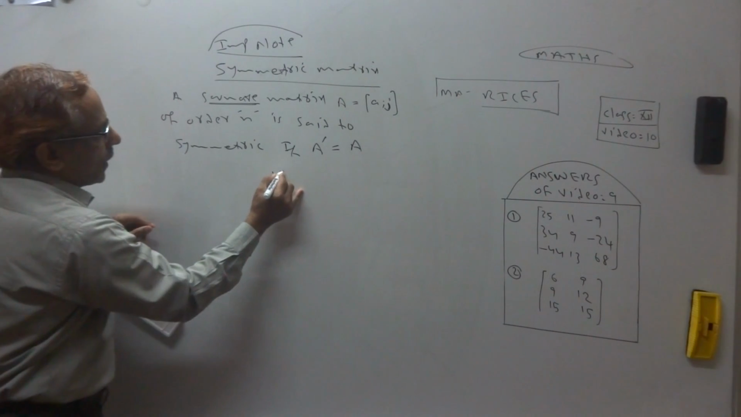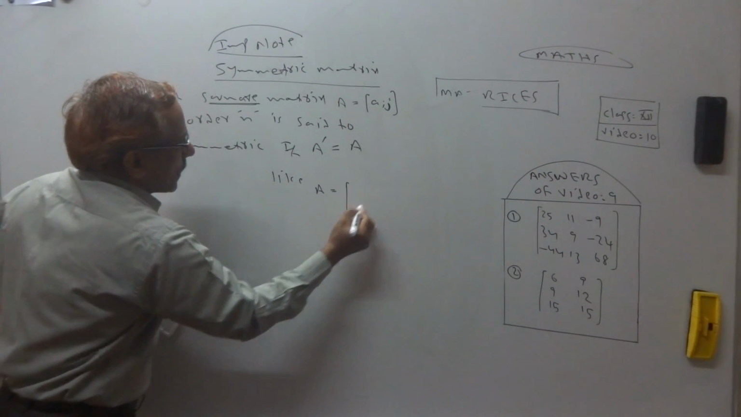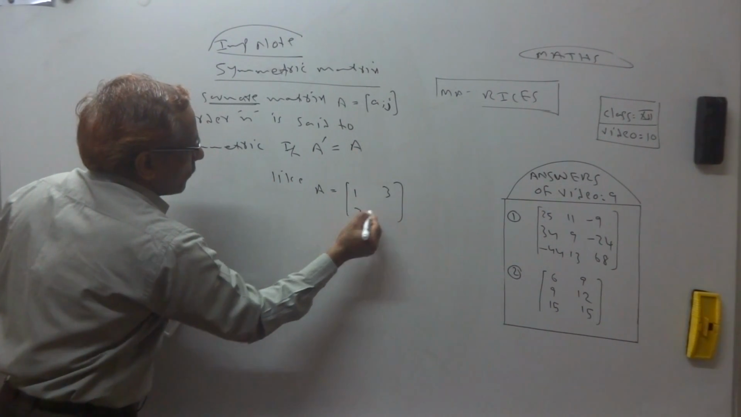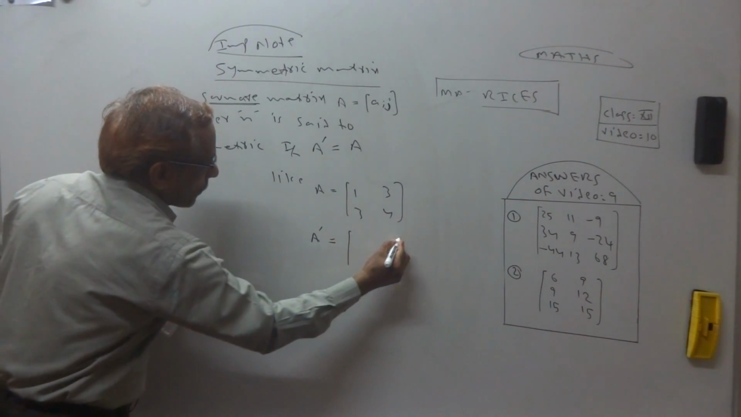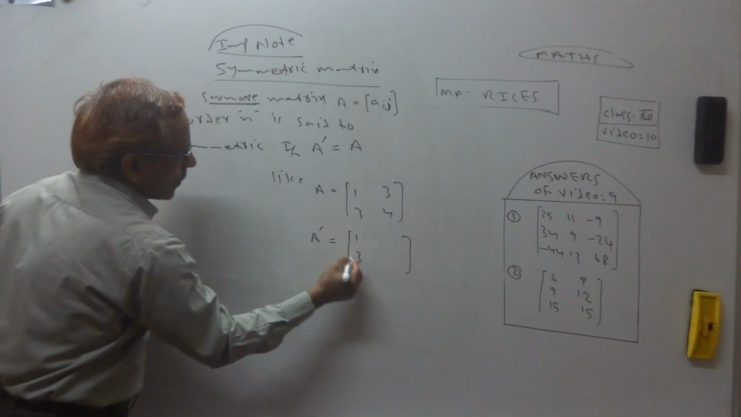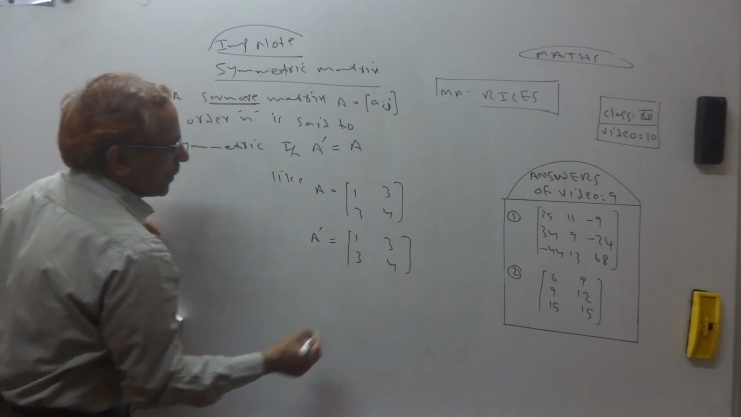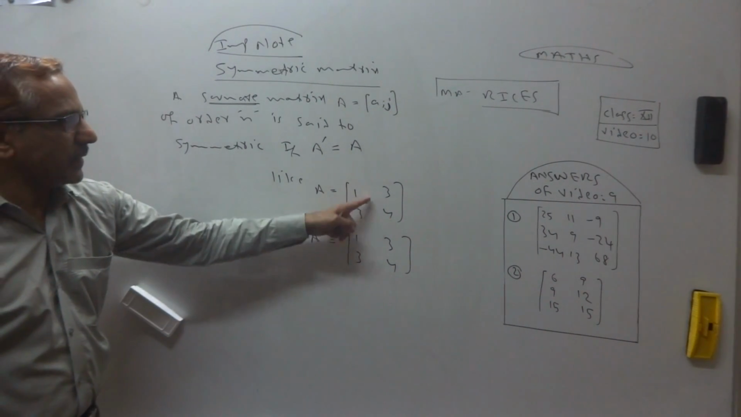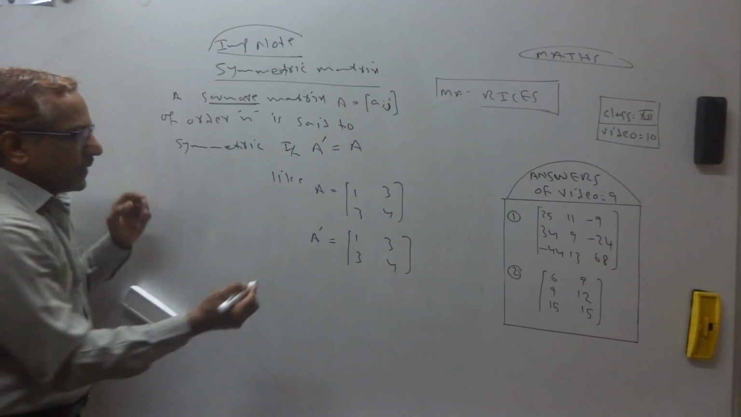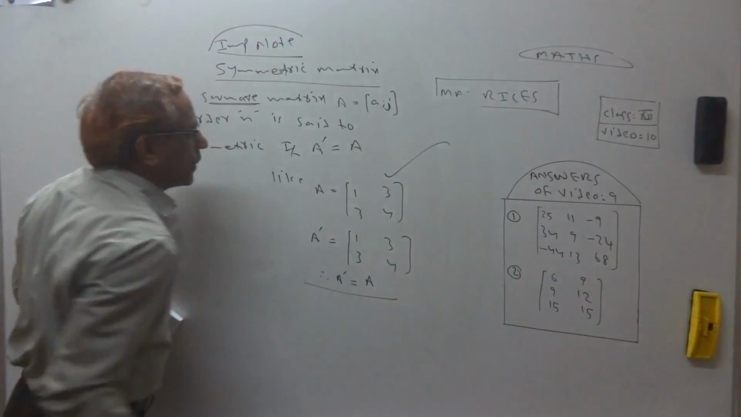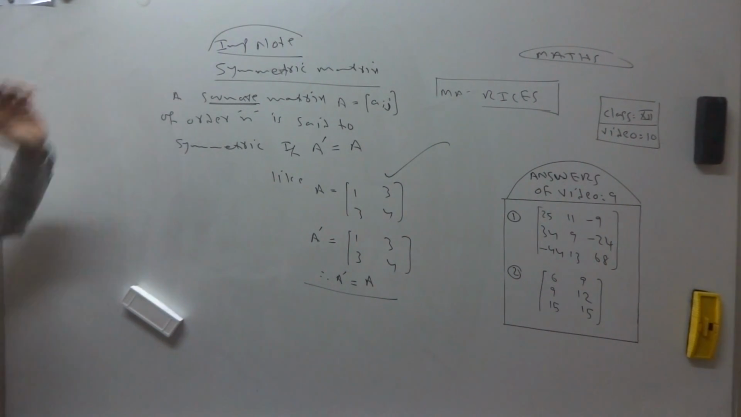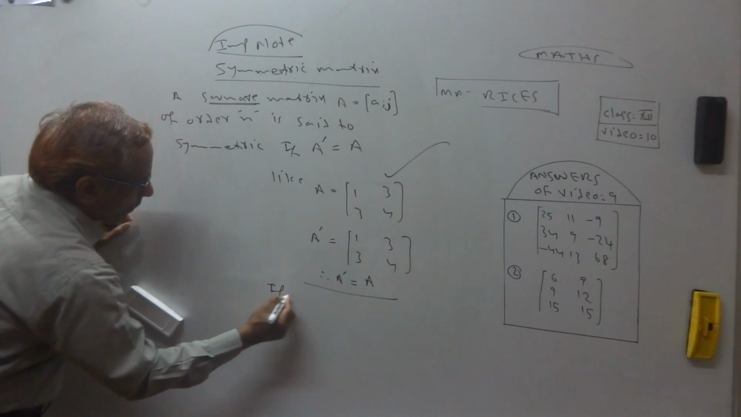I will give some examples. Please see. Suppose A is 1, 3, 3, 4. You take A transpose. First row you write first column, second row you write second column. You see, again you got the same thing. So A transpose is equal to A, therefore this A is called what? Symmetric.